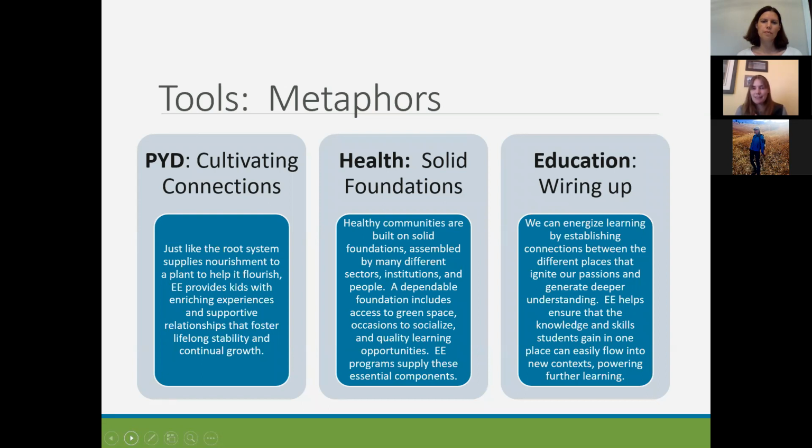And then another great one for education particularly is this metaphor of wiring up and using some language around electricity and thinking about how we can energize learning by really establishing connections between the places like nature centers, zoos, museums, that really help ignite what we're passionate about and bring those back to the classroom, and how EE can help ensure that knowledge and skills flow easily back and forth between those different places. And that helps combat that idea that the farther away from the classroom you get, the less important it is, and helps make the connection that those are both important learning spaces.